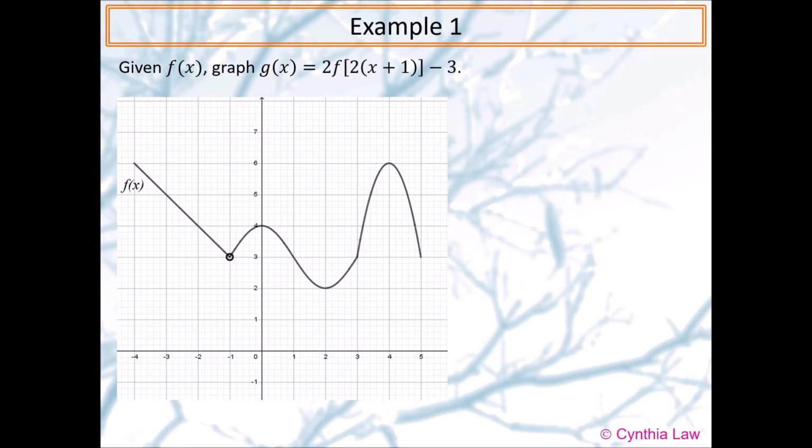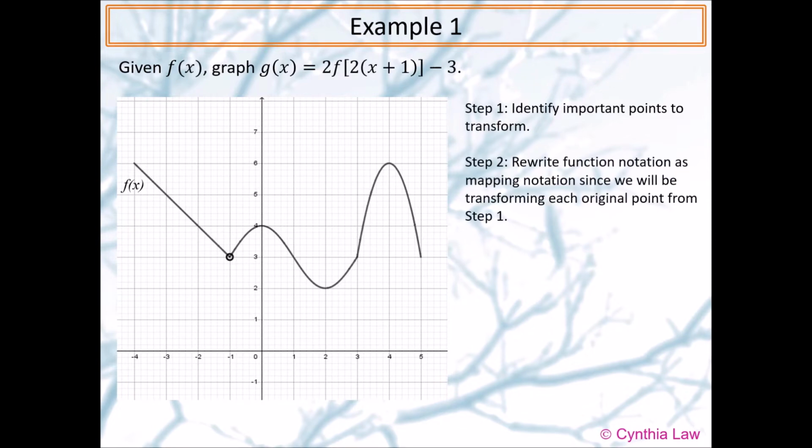So we're given the graph of f(x), and it's made up of a few different functions, and there's also an empty circle there. Step 1 is to identify important points that we use to transform this function. Step 2, we're going to rewrite the function notation as mapping notation because we're going to use the points from step 1 and transform them individually. And we'll need the mapping notation to do that.